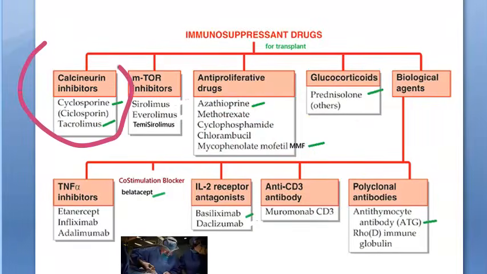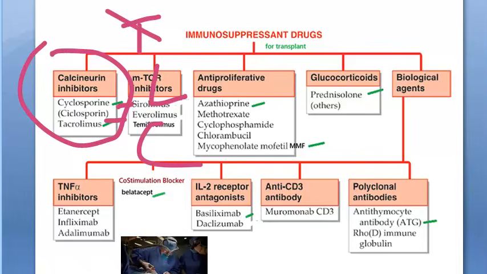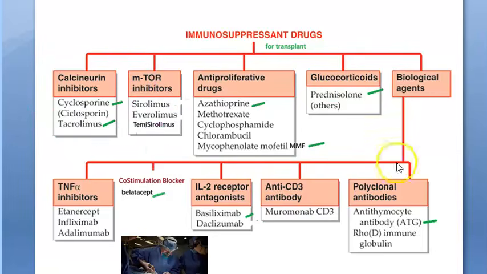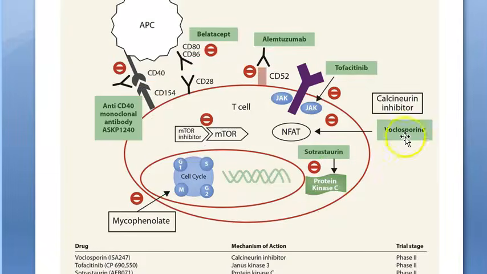Next, calcineurin inhibitors. Examples are cyclosporin and tacrolimus. They inhibit T cell signaling, prevent lymphocyte activation, and block cytokine transcription. T cell, lymphocyte, cytokine, they are talking about these three separately. Look at this here, where is the calcineurin inhibitor? Here, cyclosporin.